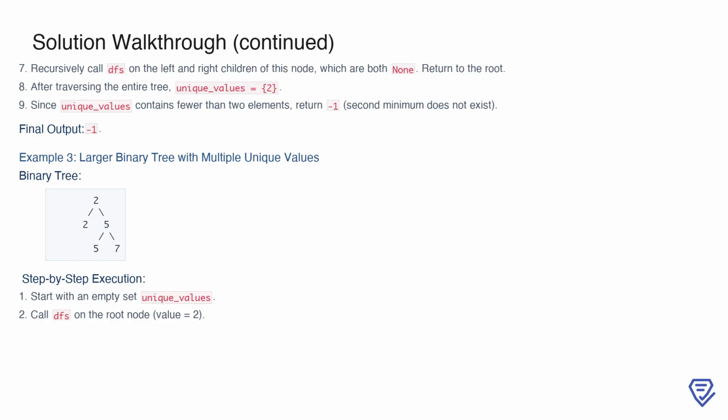The tree has a root value of 2, with a left child also having the value 2, and a right child with the value 5. This right child has two children of its own, the left child has a value of 5, and the right child has a value of 7. We start by initializing an empty set unique_values and begin our depth-first search from the root.